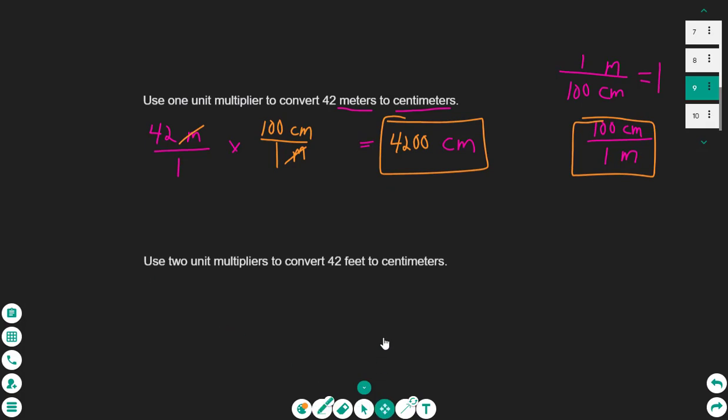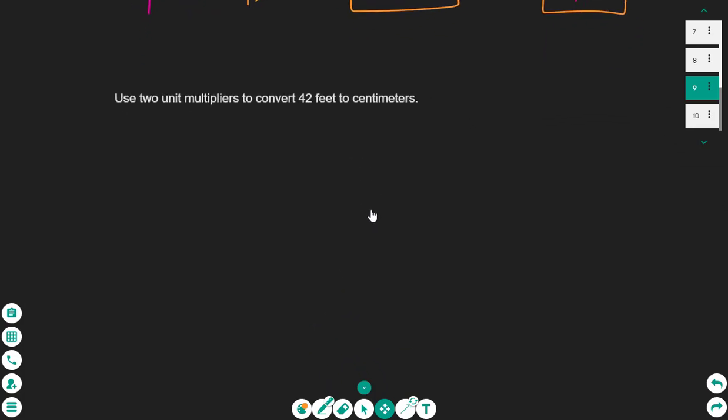We'll do it together because this one's a little bit different. This one says use 2 unit multipliers, so don't let that throw you off. It just means there's a little bit more work. We're trying to go from feet to centimeters. I have 42 feet. Write it as a fraction, and I'm trying to multiply this by something and eventually get to centimeters.